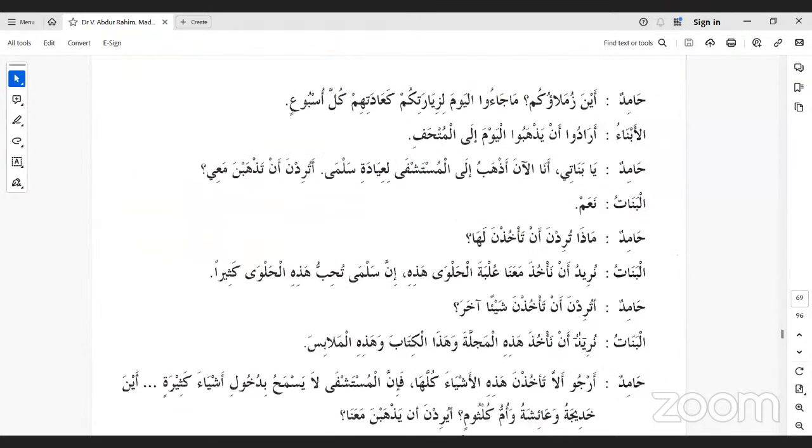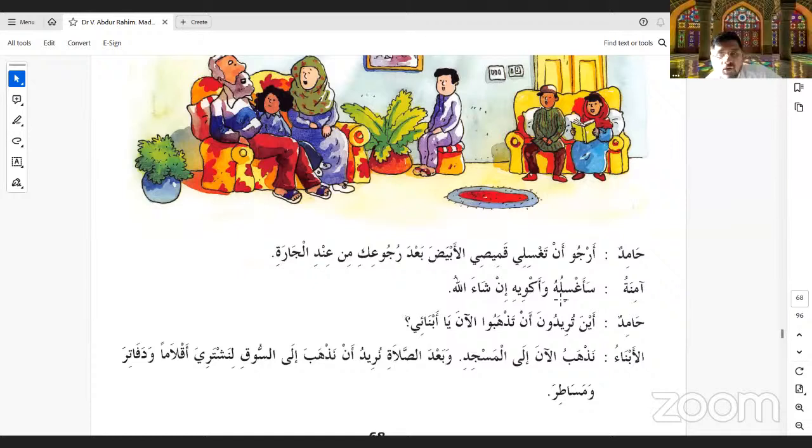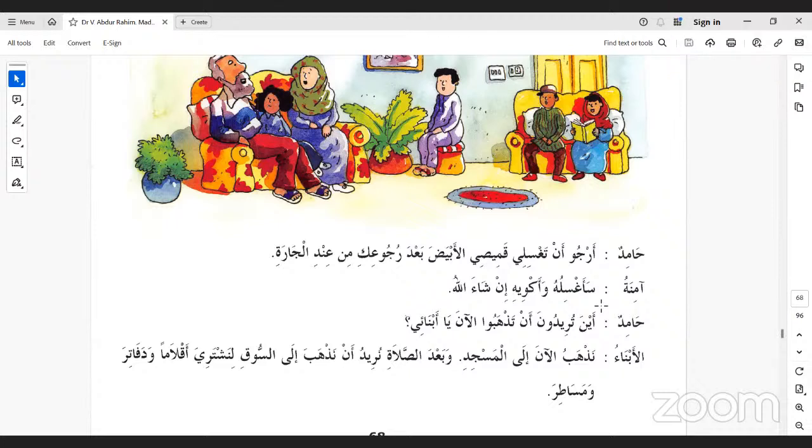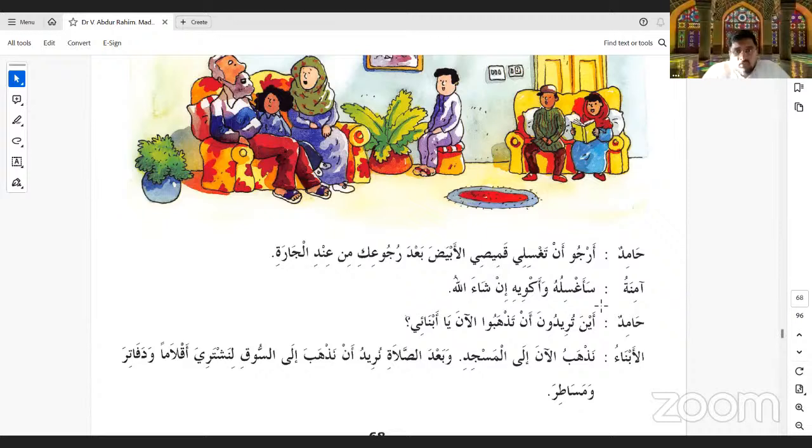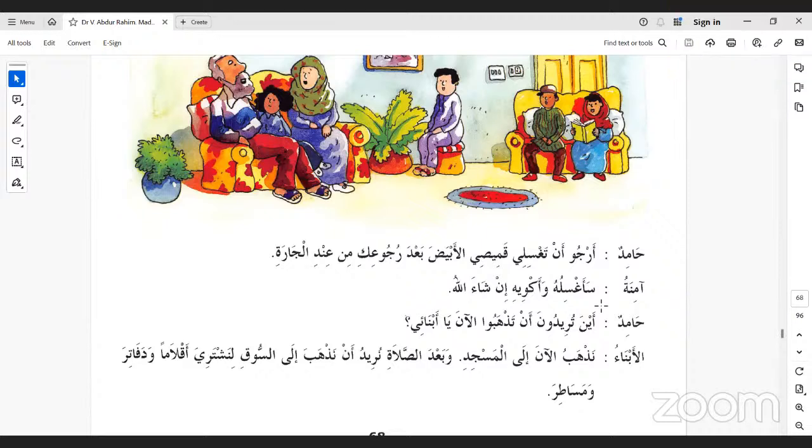How would you change this sentence here? سأغسله وأكويه. I want to say we will wash it and we will iron it. How would you say that? سنغسله ونكويه إن شاء الله. Excellent.